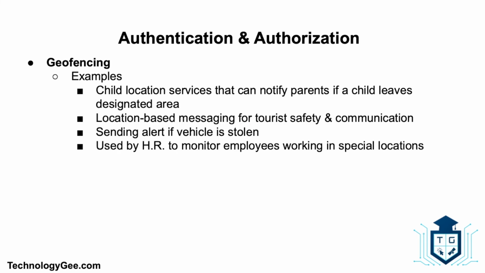Some examples of geofencing applications include child location services that can notify parents if a child leaves a designated area, location-based messaging for tourist safety and communication, and sending an alert if a vehicle is stolen. This could also be used by the Human Resources Department to monitor employees working in special locations, especially those doing field work.